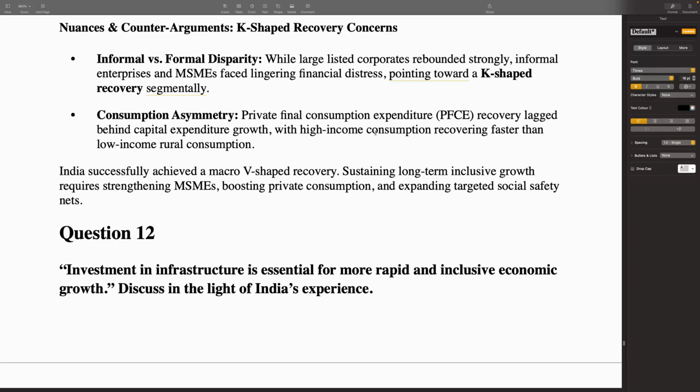India successfully achieved a macro V-shaped recovery. Sustaining long-term inclusive growth requires strengthening MSMEs, boosting private consumption, and expanding targeted social safety nets.